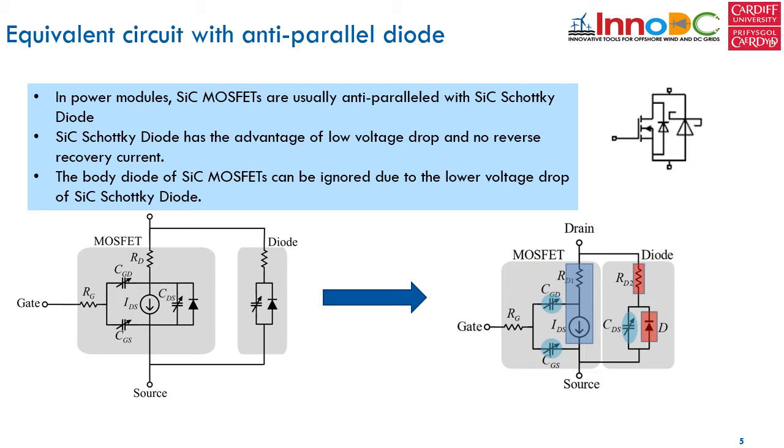When the silicon carbide Schottky diode is anti-paralleled with the silicon carbide MOSFET, the body diode of silicon carbide MOSFET will not turn on due to the lower voltage drop of Schottky diode, so the body diode can be ignored. Therefore, the equivalent circuit of silicon carbide MOSFETs with anti-parallel Schottky diode in the power module can be simplified as shown in the right figure.